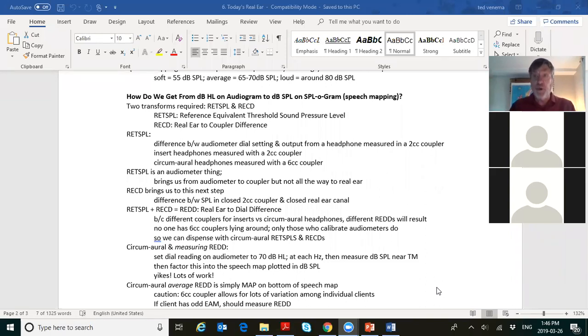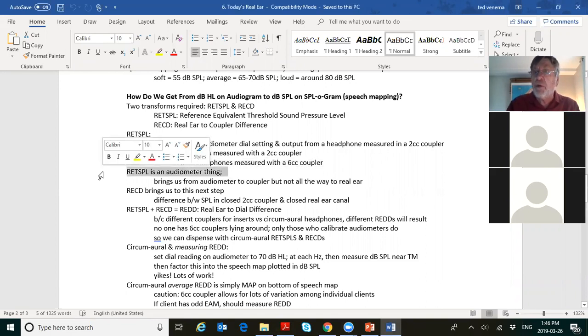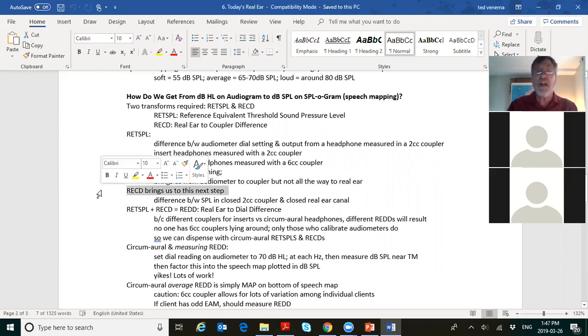Rather, real ear wishes that you used insert headphones, because then all you need to do, look at this. RETSPL is the difference between the audiometer dial setting, say 1000 hertz at 70 dB HL, and what's the SPL at 1000 hertz coming out of the headphone into the 2cc coupler. RETSPL is an audiometer thing. It brings you from the audiometer to the 2cc coupler, but not all the way to the ear. For that, you need real ear to coupler difference. And that's the difference between SPL in a closed 2cc coupler and a closed ear canal. Okay, so RETSPL plus real ear to coupler difference equals real ear to dial difference. And real ear to dial difference is MAP.